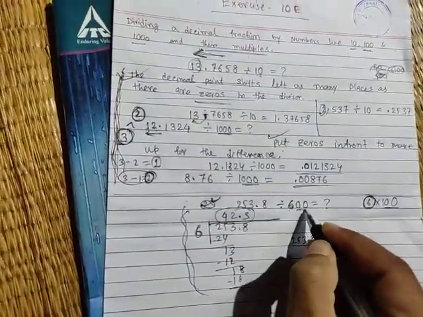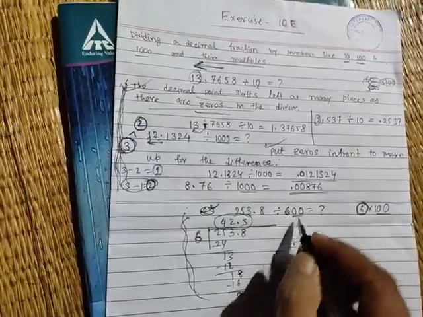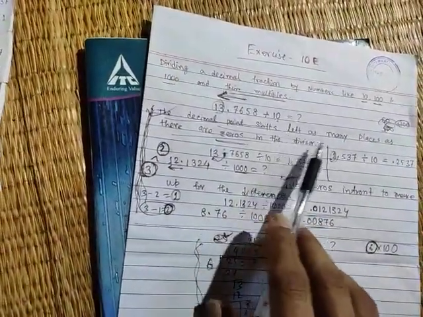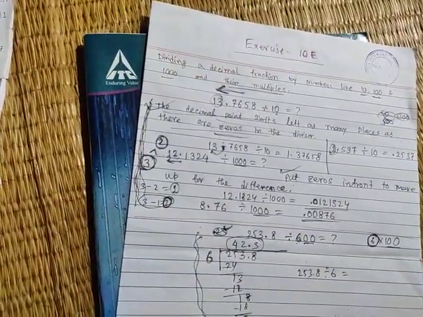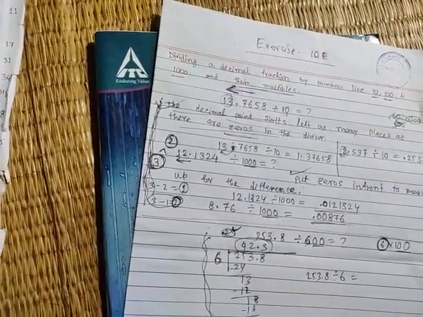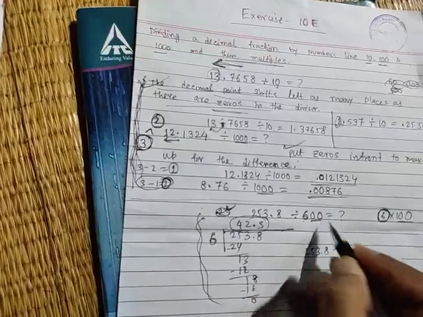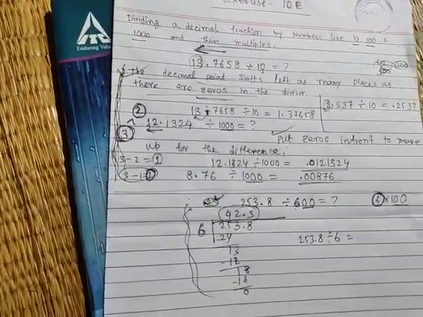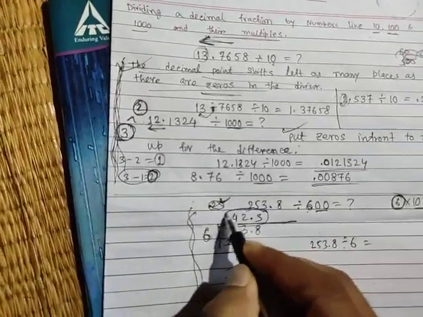Count the number of zeros in the divisor. Then shift the decimal point to the left as many places as there are zeros in the divisor. So count the zeros: 2 zeros. So I have to shift the decimal point by 2 digits in this division.